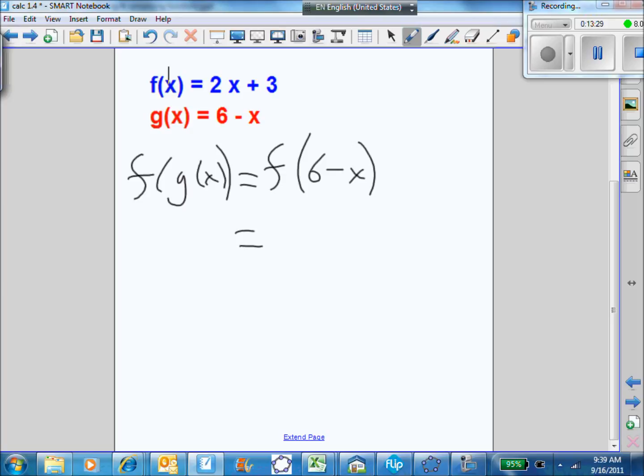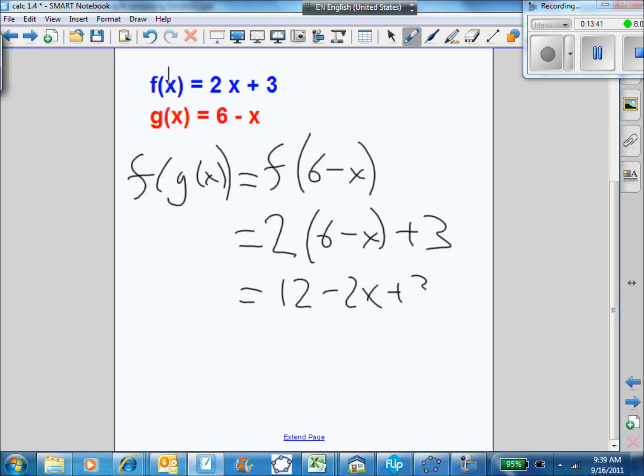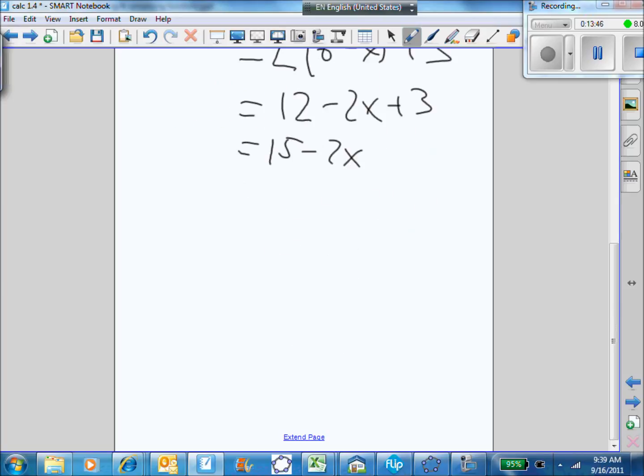And now, twice 6 minus x plus 3. Everything that was x before in f of x now becomes 6 minus x. Then you distribute: 12 minus 2x plus 3. So we get 15 minus 2x. There's our f of g of x. Okay, so now you need a volunteer for g of f of x.